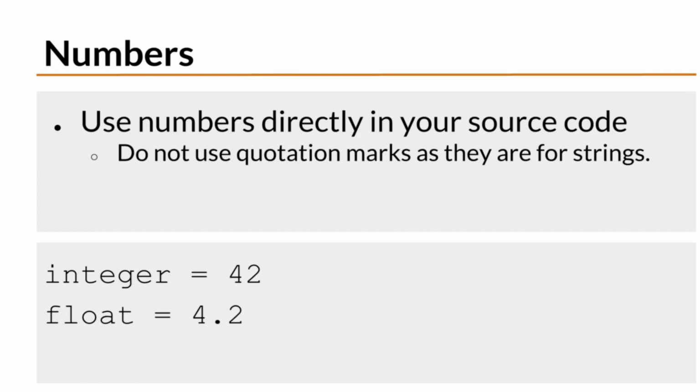Python supports integers as well as floating point numbers. Integers are whole numbers or numbers without a decimal point. Floating point numbers always contain a decimal point. The data type for integers is int, while the data type for floating point numbers is float.